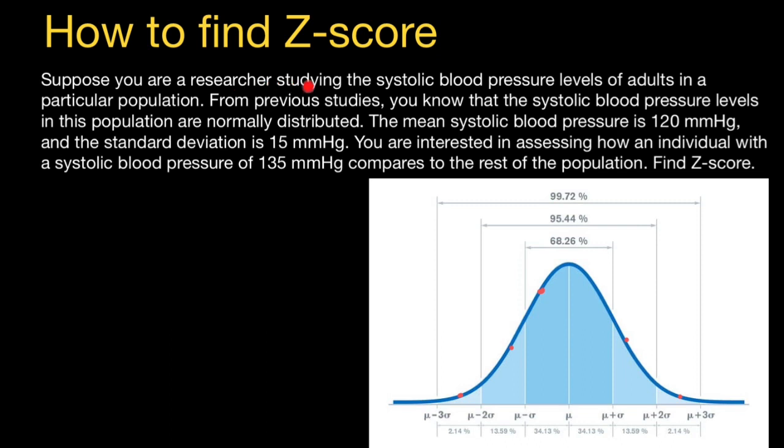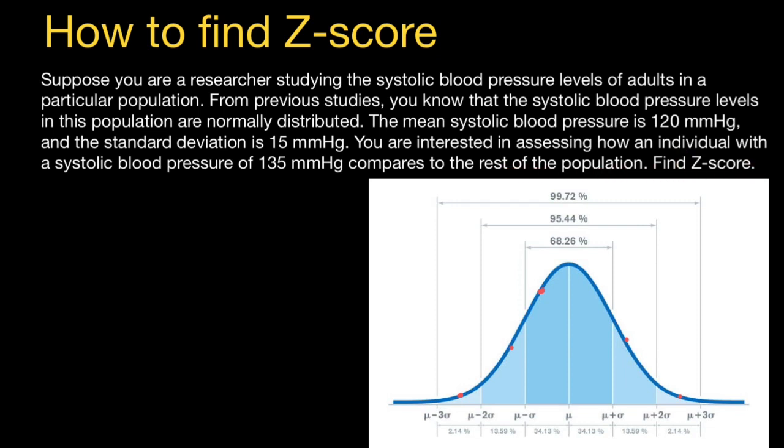Suppose you are a researcher studying the systolic blood pressure levels of adults in a particular population. From previous studies, you know that the systolic blood pressure levels in this population are normally distributed. The mean systolic blood pressure is 120 millimeters and the standard deviation is 15 millimeters. You are interested in assessing how an individual with a systolic blood pressure of 135 millimeters compares to the rest of the population. Find the z-score.